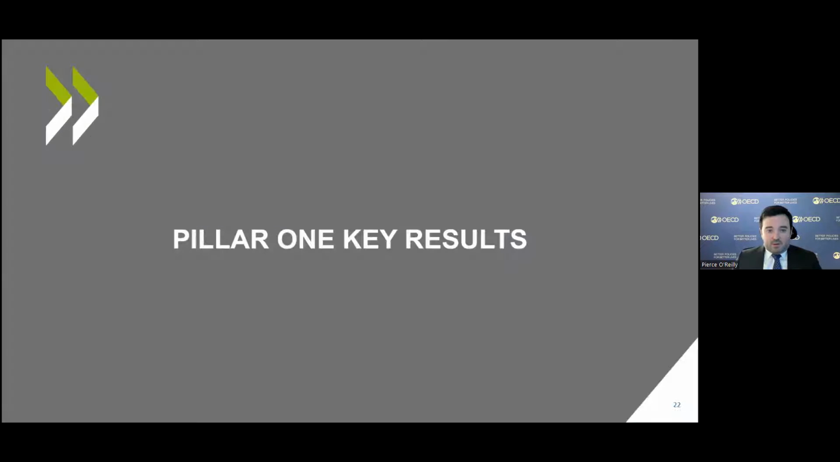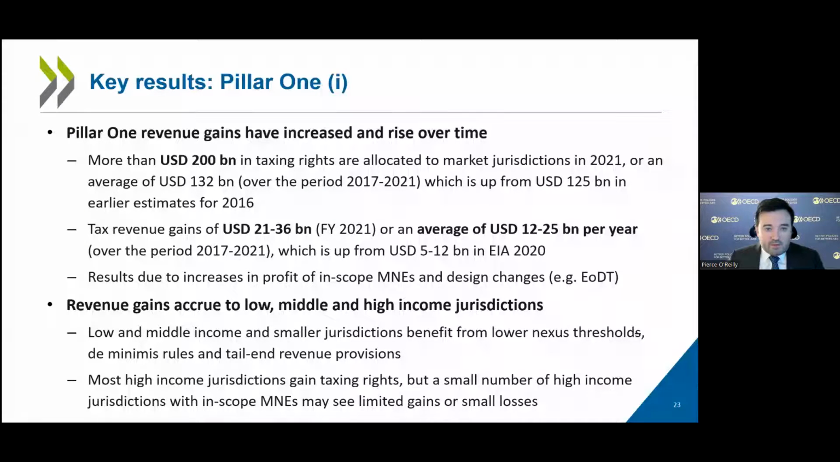So there, I think we'll turn now to the results. So if we could just go to the next slide. Here, I think David has spoken to most of these results before. But overall, we find for Pillar One that revenue gains have increased relative to the last time that we released public figures on this, and we find that they're rising over time. So the latest year of data that we have available is 2021, and for that year, we find that about 200 billion in taxing rights are allocated under this system. So the in-scope M&Es have about 800 billion in profit, 25% of that is allocated, and so that's about 200 billion US dollars.